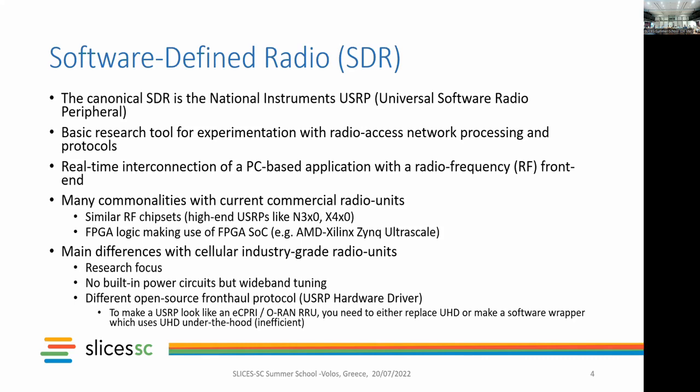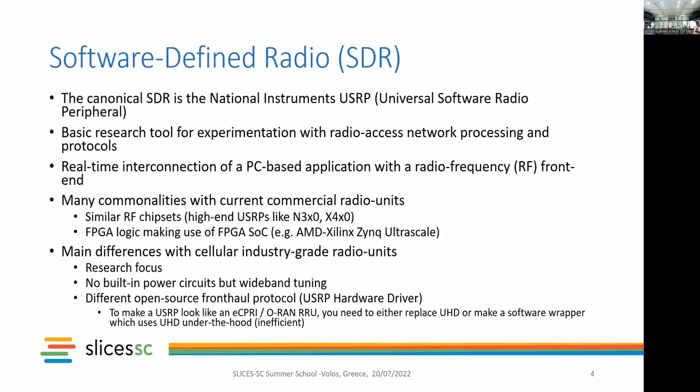They have similar RF chipsets, so the high-end USRPs that I just mentioned, and they also have fairly high-end FPGA logic that use so-called FPGA system on chip. And for the great majority of them, they use the Xilinx Zynq inside, just like a USRP. But there are also many differences with respect to the cellular industry radio units.